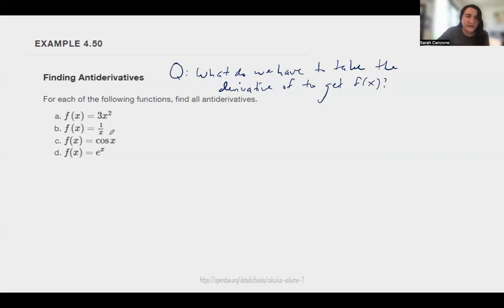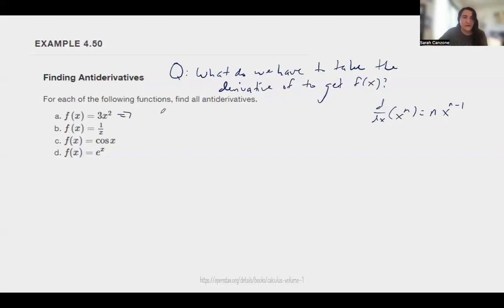If we're looking at 3x squared, what we know is that for the general power rule, you take the derivative with respect to x of some x to the n. The power rule says that it's n times x to the n minus 1, right? So if we want to take the derivative and get 3x squared, we know this 3 was probably going to be the exponent, right?